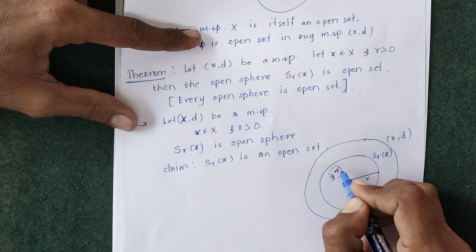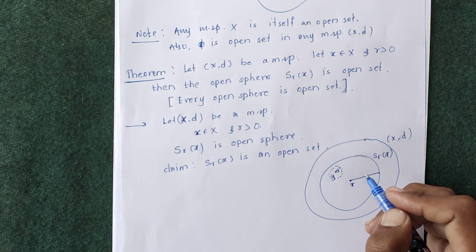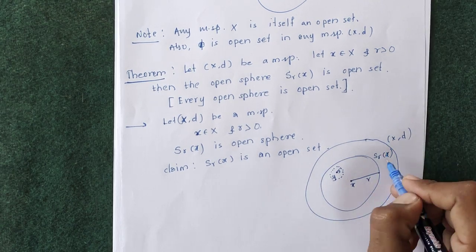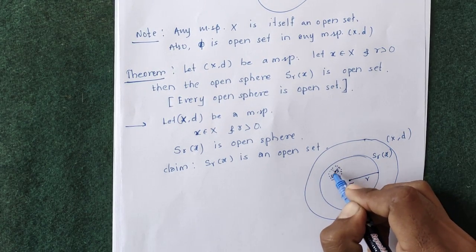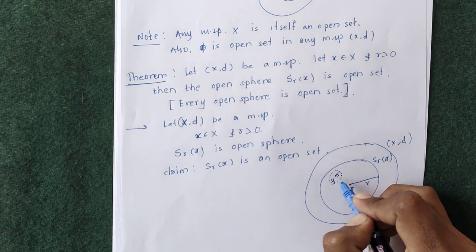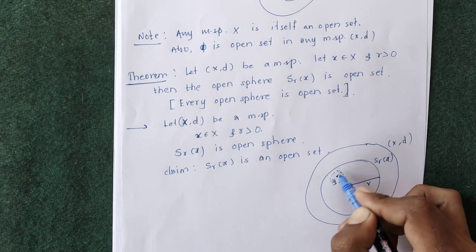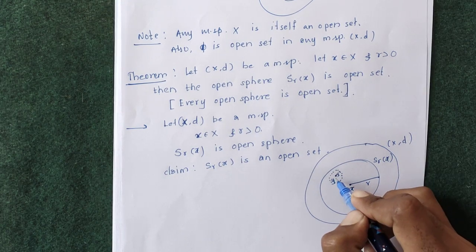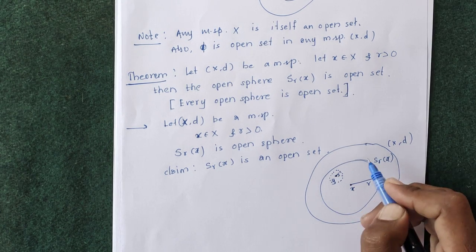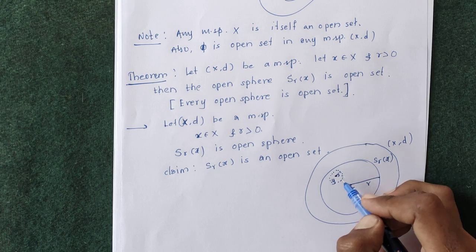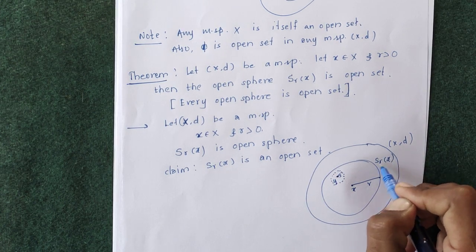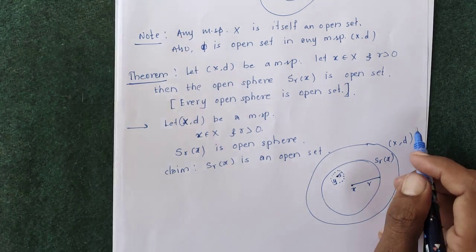That is, S_R(X) contains that open sphere. Don't confuse between contained in and contains. Since S_R(X) contains this S of Y, this open sphere is contained in this S_R(X). We have to prove that for every element of this S_R(X), we will take some Y as an arbitrary element and prove that the open sphere centered at that element is contained in S_R(X). After that we will say that this S_R(X) is an open set.